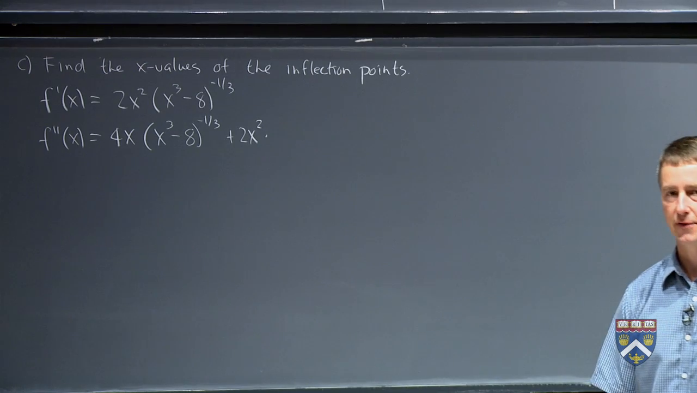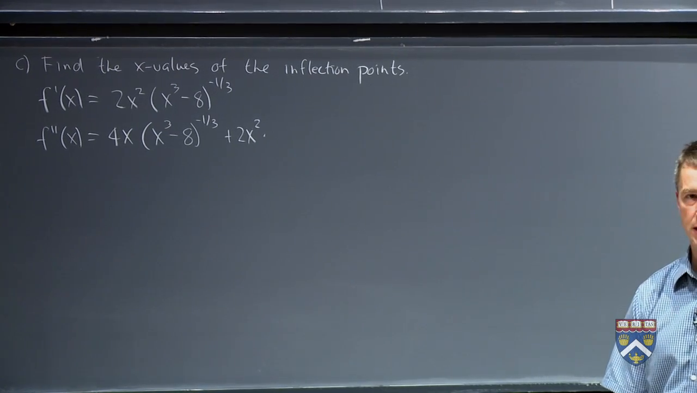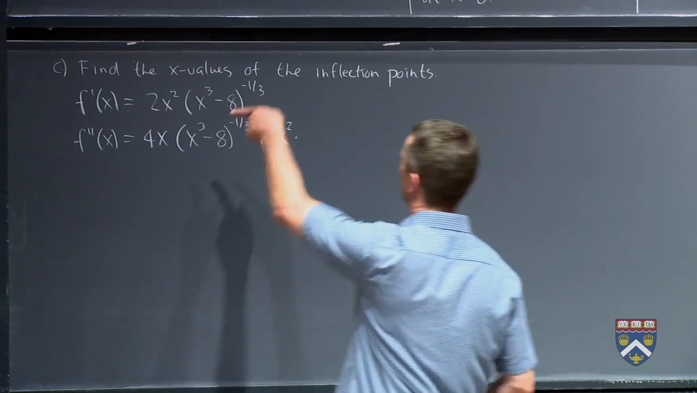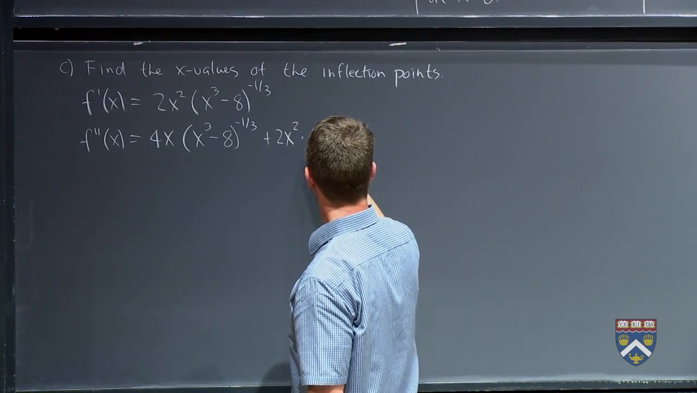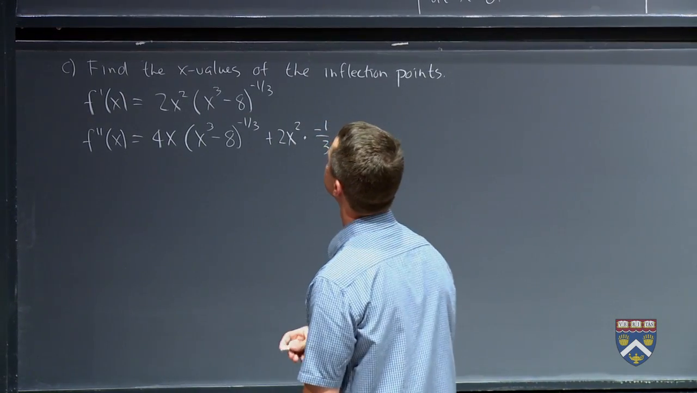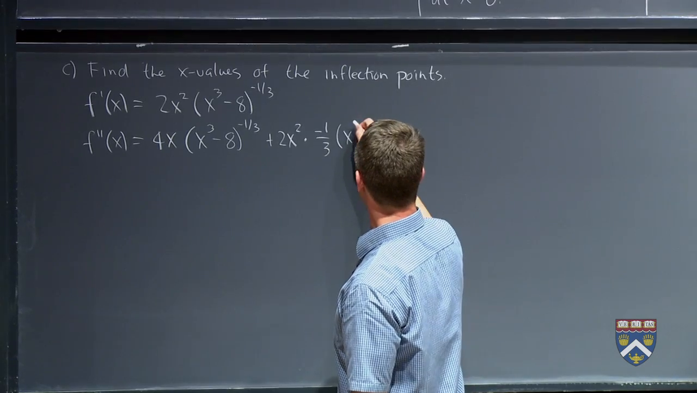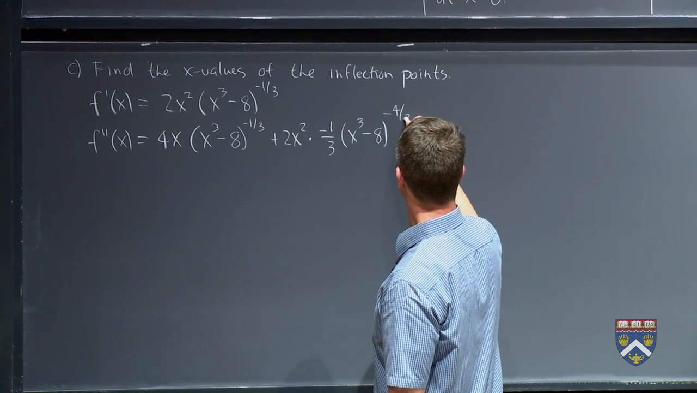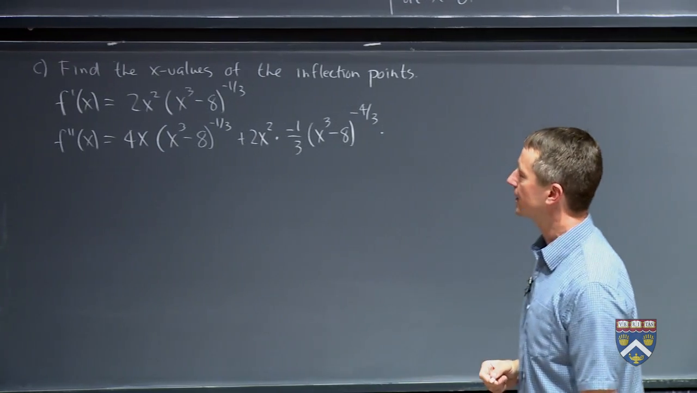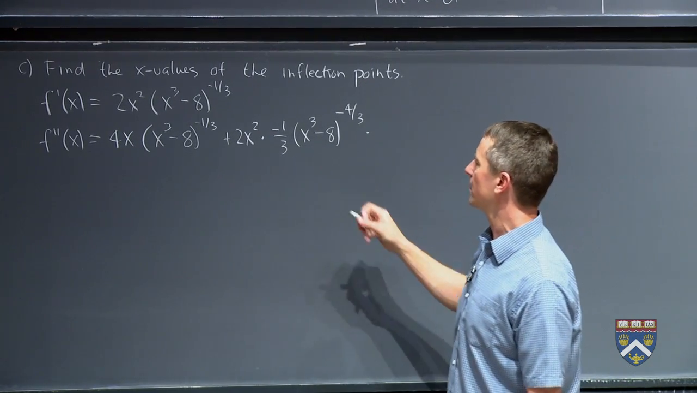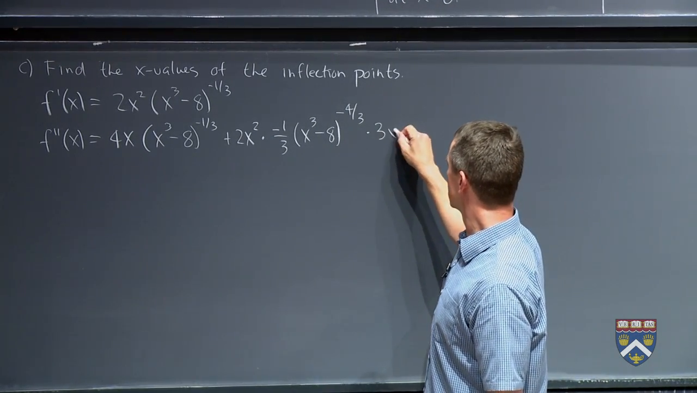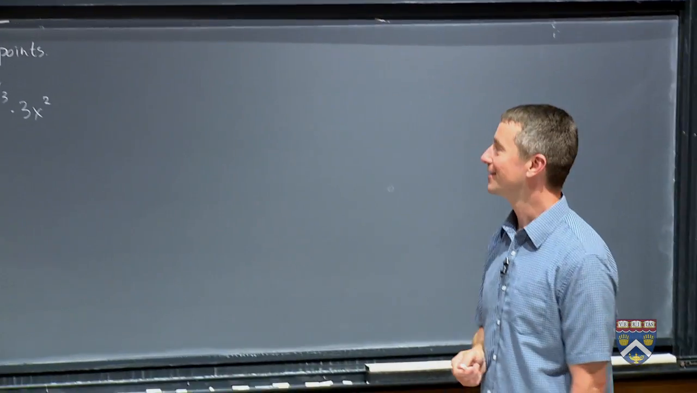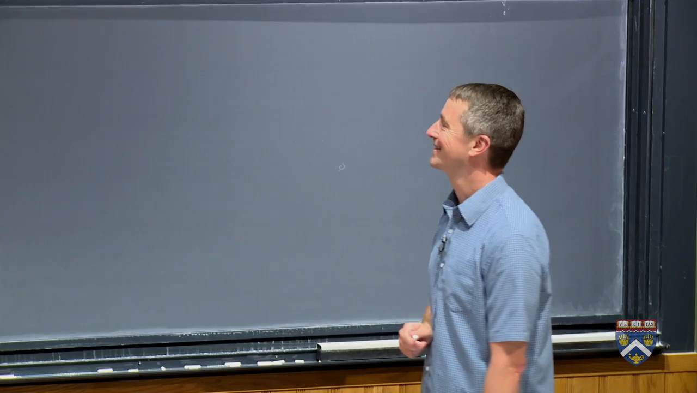And what rule are we going to need for that? We've got one function inside of another function, which always tells us chain rule. So the negative 1/3 comes down. We get x cubed minus 8 to the negative 4/3 now. And then the chain rule says, you're not done yet. Take the derivative of x cubed, which is 3x squared. Lovely. I told you this would be more interesting.